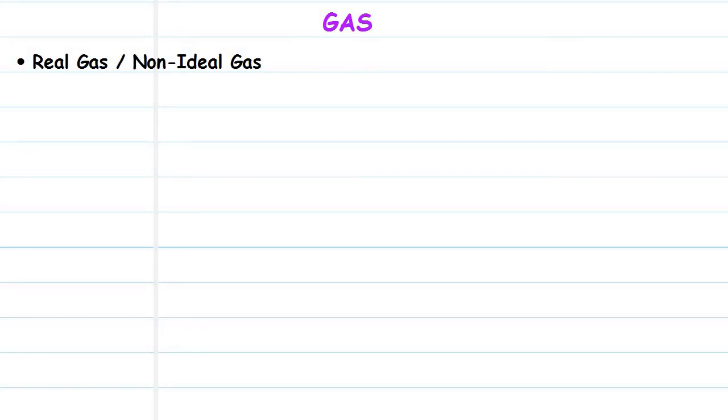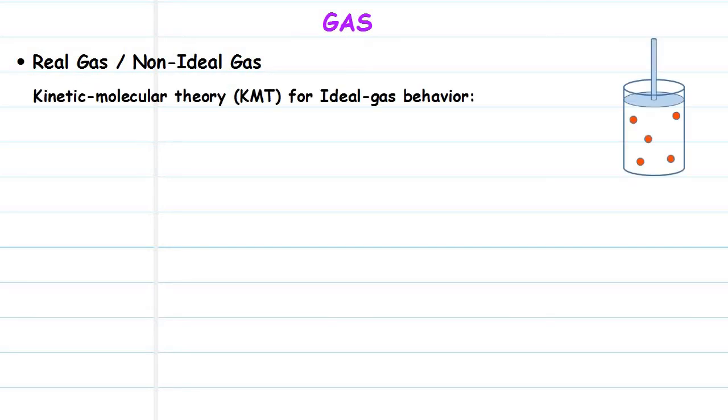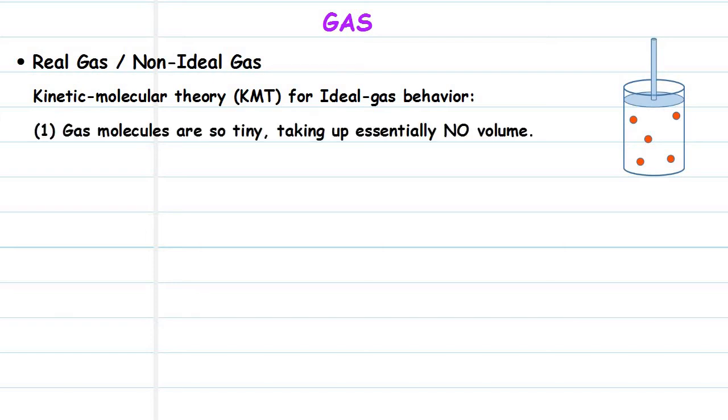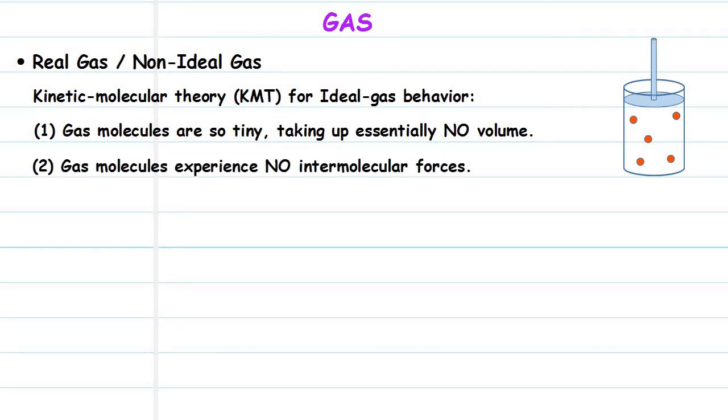Before we talk about real gas or non-ideal gas, let's point out a couple of things that we learned earlier from kinetic molecular theory, or KMT. KMT helps us understand the behavior of gas, especially in ideal situations. In KMT, gas molecules are so tiny, they take up pretty much no volume, especially when compared with the volume of the whole container. And these gas molecules experience no intermolecular forces between one another.